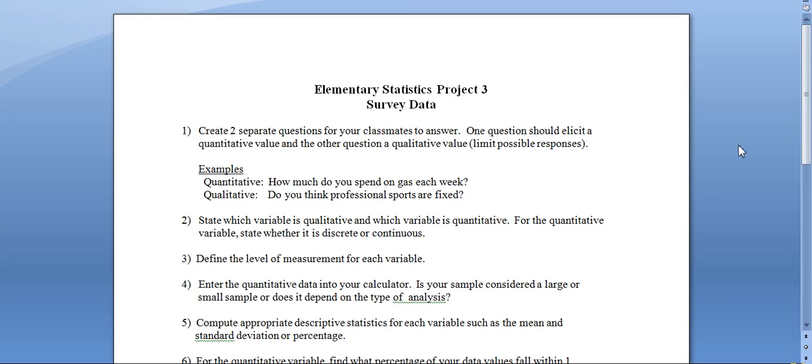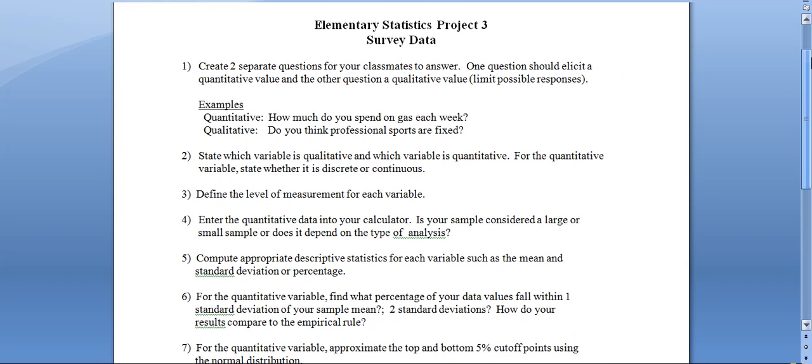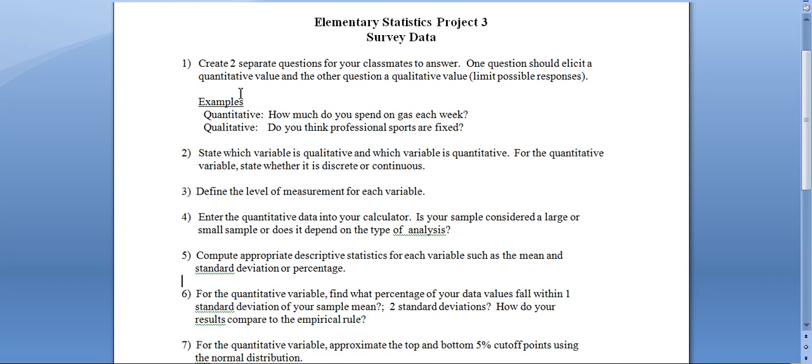I want to briefly go over how to answer these questions for Project 3. You were to collect data, and it says here to get information from your classmates. If you're an online student, you don't have to. You can get those from anybody that you know.